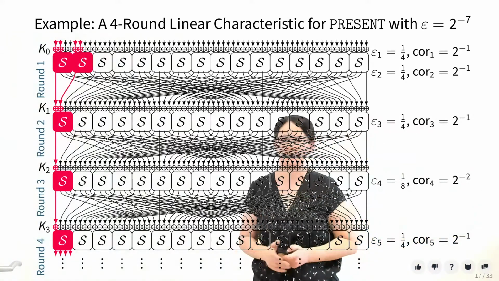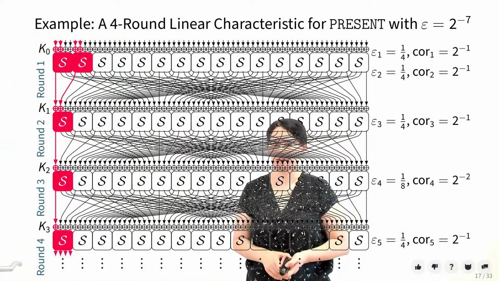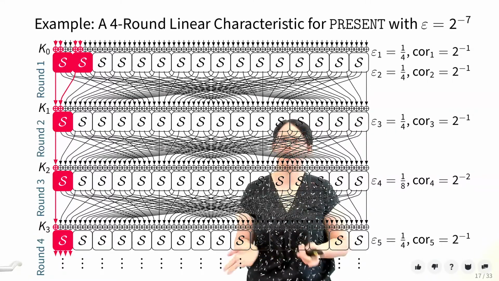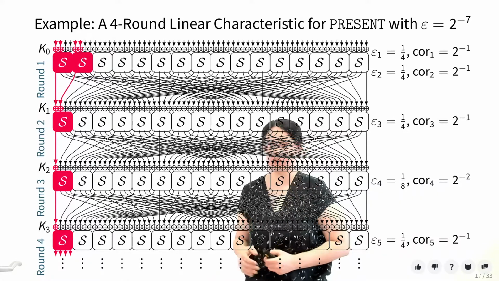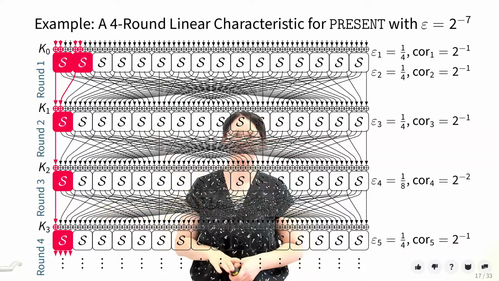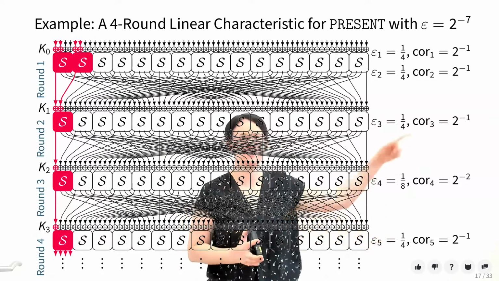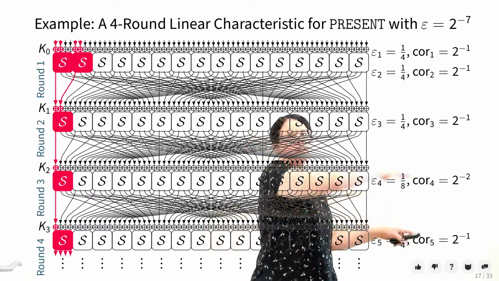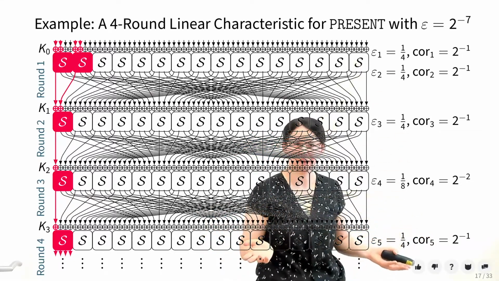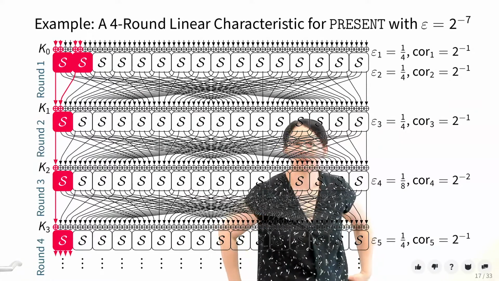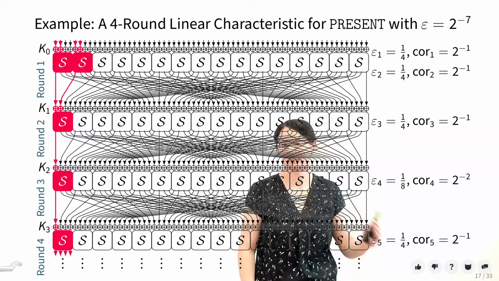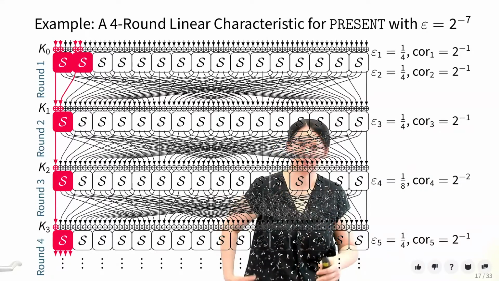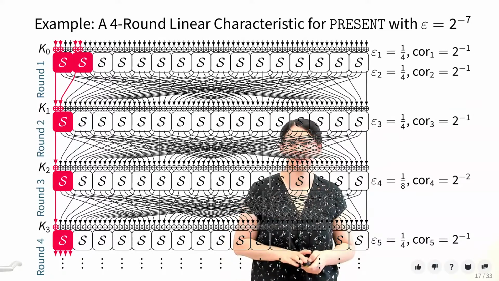And at some point I'm interested in looking at the overall bias of this approximation. And as we saw on the previous slide, to get the overall bias, I can simply take all the correlations that I have and multiply them up. So 2 to the minus 1 to the power of 5 is 2 to the minus 5. And if I now translate this back to biases, then I also get a corresponding bias.